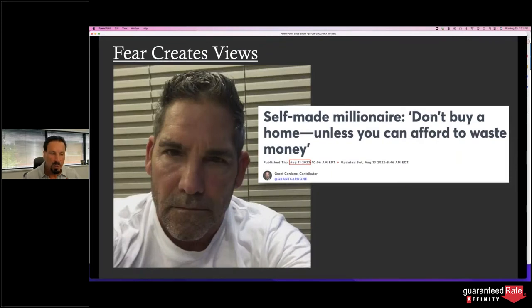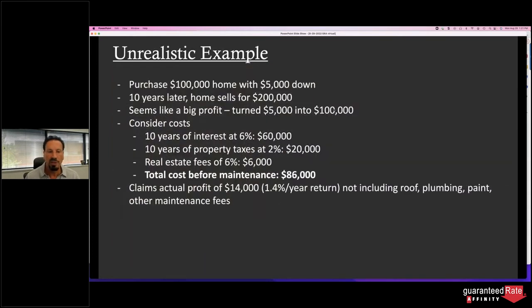But the problem is whenever you have these situations, you get people that come out of the woodwork and want to use these for personal gain. Now, people like a friend of mine, Patrick Bet David, who is a really bright guy, he came out with a whole thing about housing crash. And of course, that helped sell a lot of tickets to his event. This gentleman, Grant Cardone, always looking to try and sell stuff, said just a couple of weeks ago that don't buy a home unless you can afford to waste money. And then he goes through a whole series of an example.